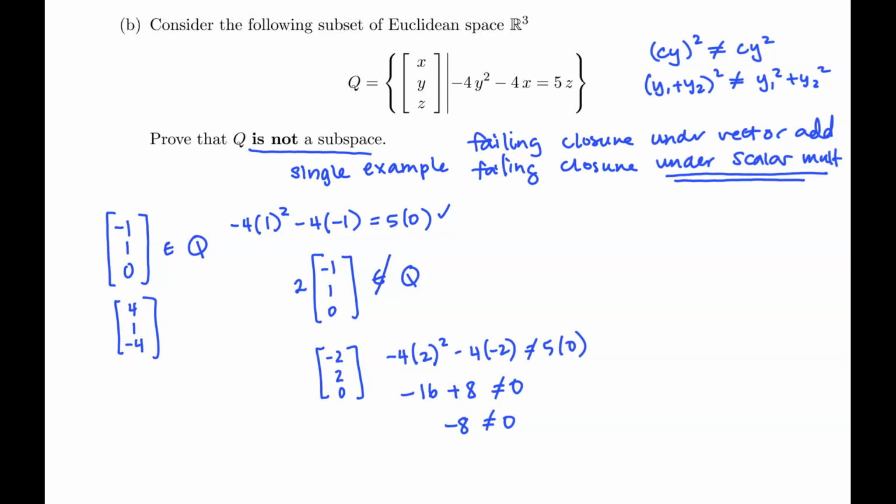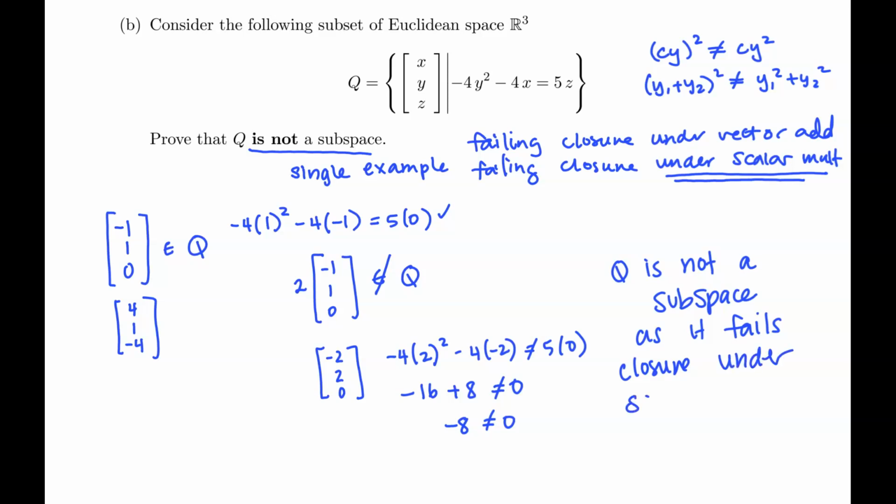Now, we've got a lot of stuff. We haven't written a conclusion, so we want to say something along the lines of: Q is not a subspace as it fails closure under scalar multiplication. And if we want to provide our evidence here, we'd have something like -1, 0, 1 is within Q, but 2, -1, 1, 0 is not in Q. Right, that's what we just found.